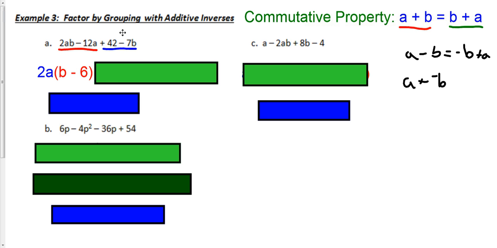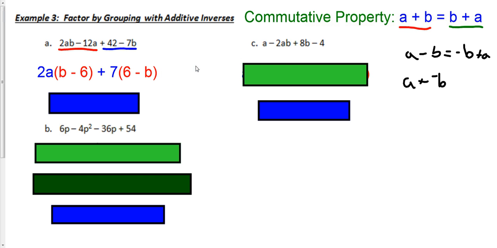Now let's look at our second group, this blue one. Positive 42 and negative 7B, we can take out positive 7 from each of those, because 7 times positive 6 would be 42, and 7 times negative B would be negative 7B.